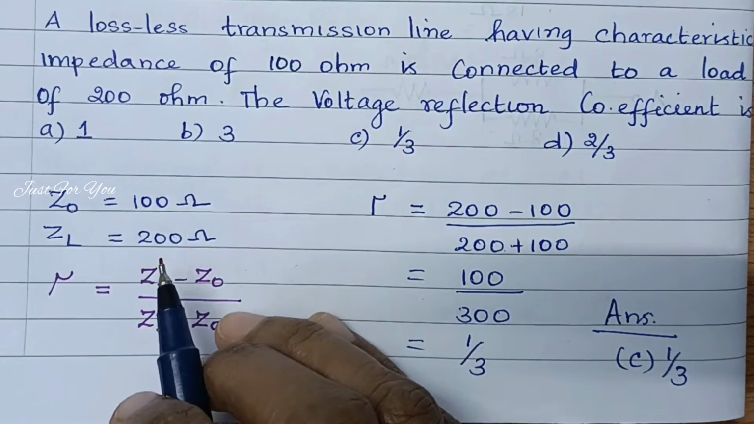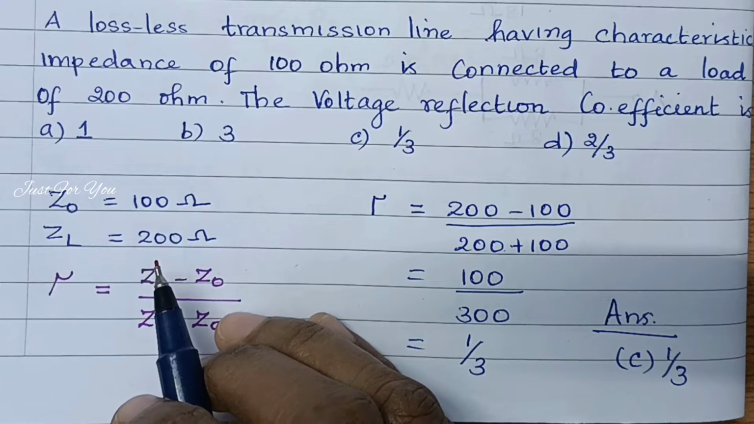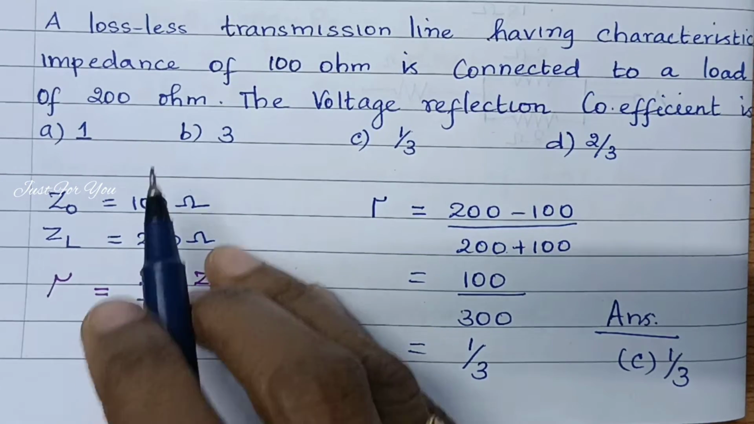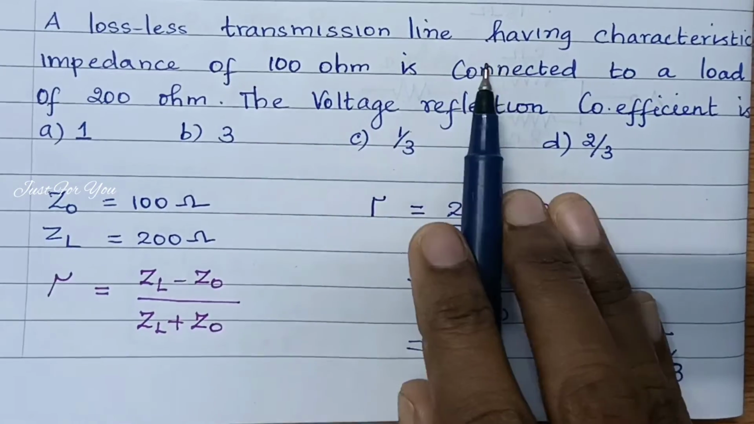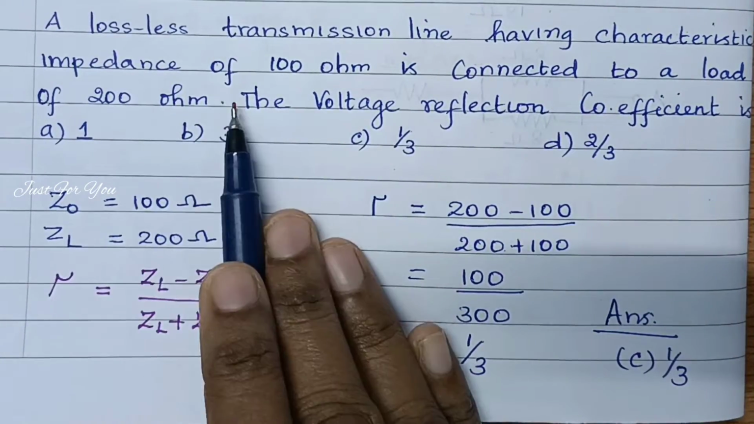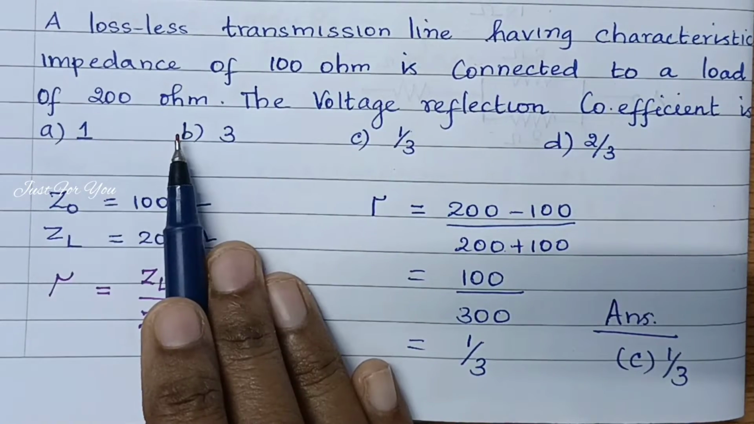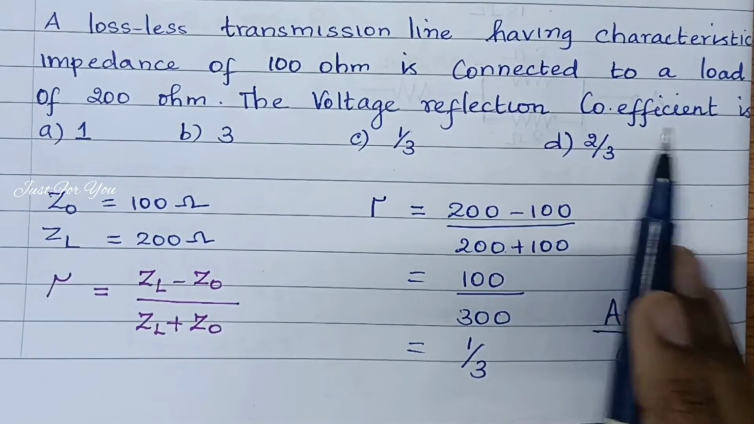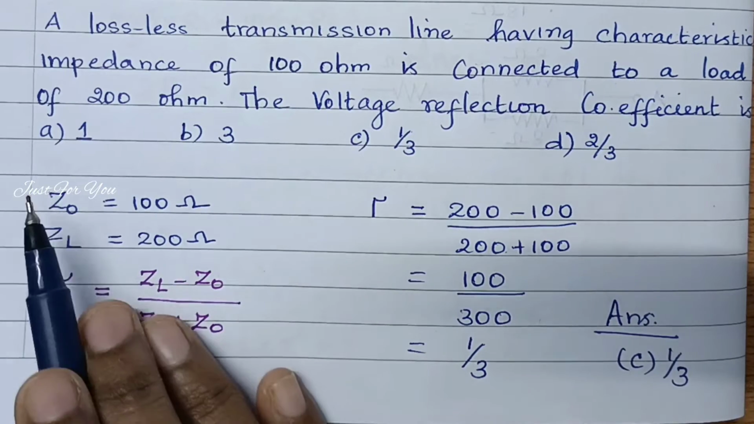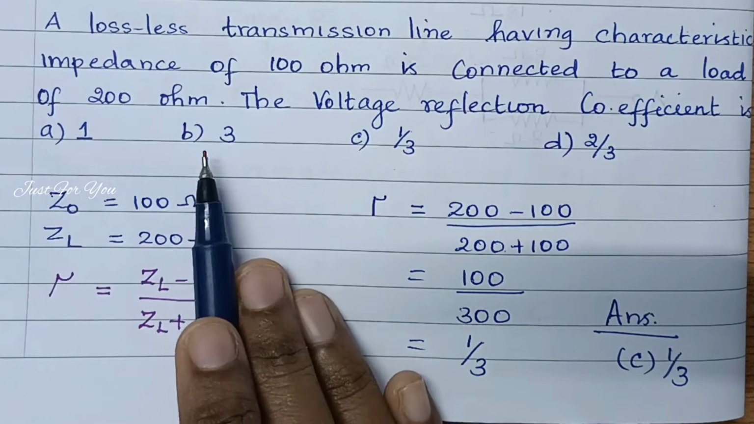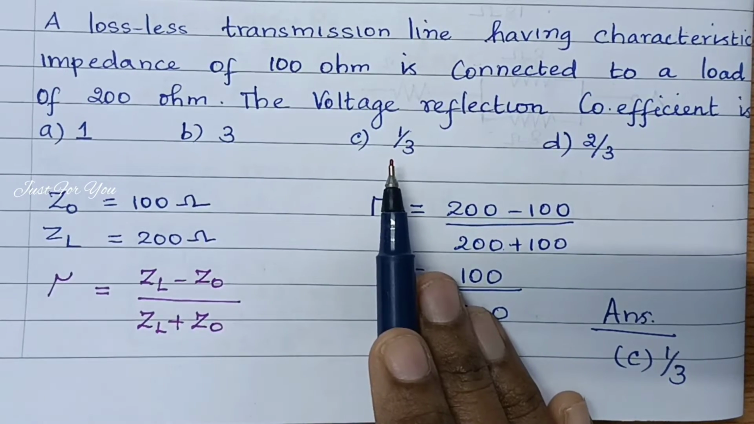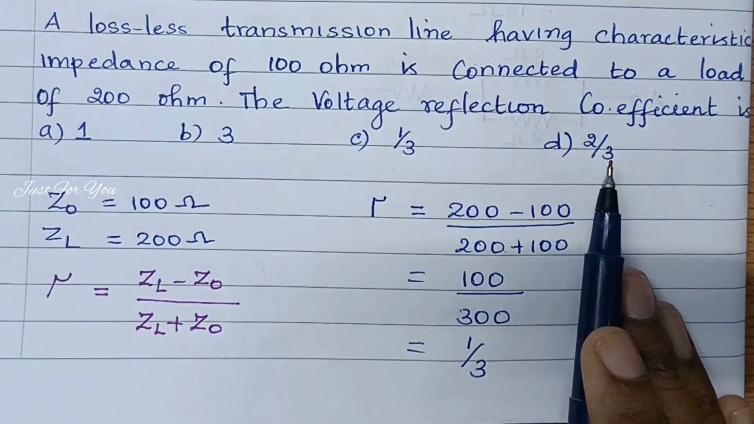In this video, we are going to solve some problems based on transmission lines. A lossless transmission line having characteristic impedance of 100 ohm is connected to a load of 200 ohm. The voltage reflection coefficient is, and the four options are option A 1, option B 3, option C 1 by 3 and option D 2 by 3.